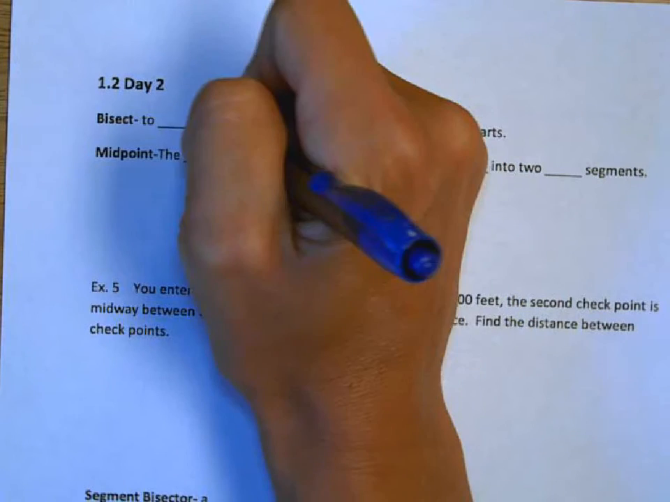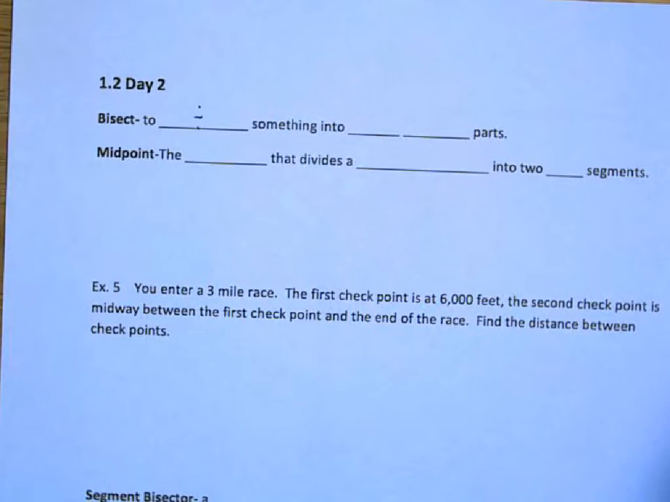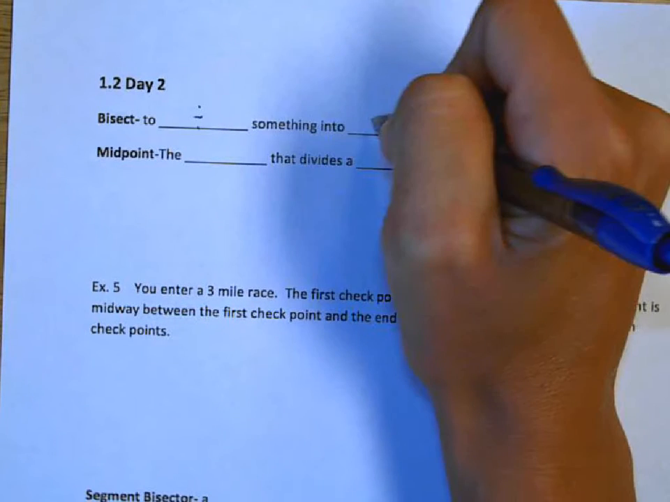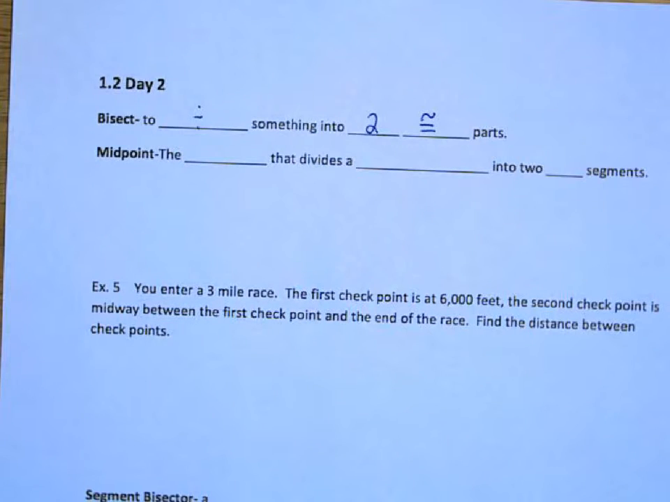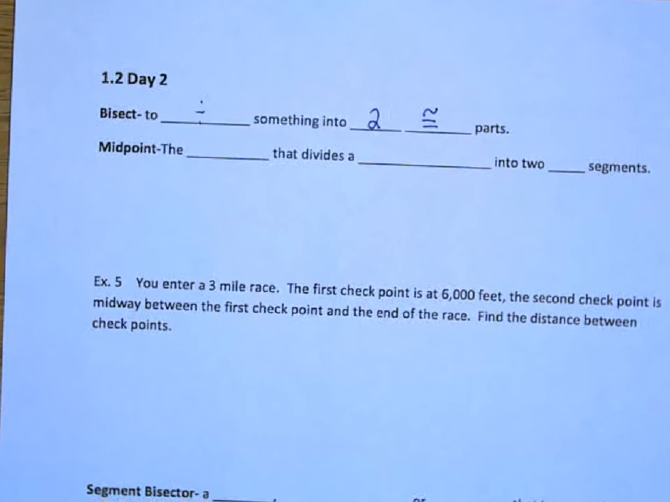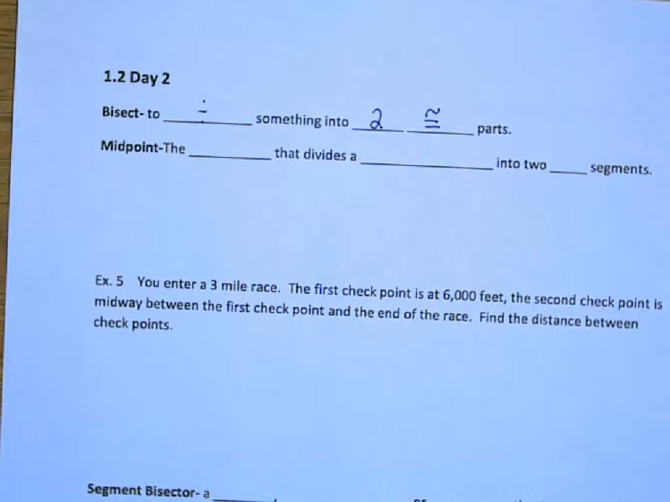So bisect does mean right down the middle. To bisect something means to divide something into two congruent parts. So we're talking about objects, pies, segments, candy bars, my favorite. Okay. What do you think midpoint is? The definition's kind of right in the word. The point where it's cut. Cut where? Right in the middle. It's the point that is the middle.